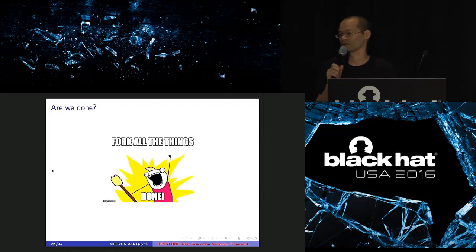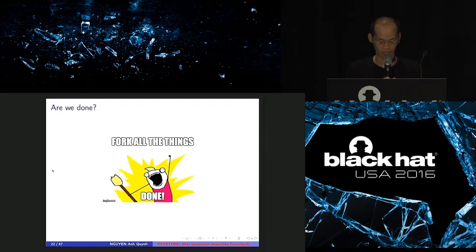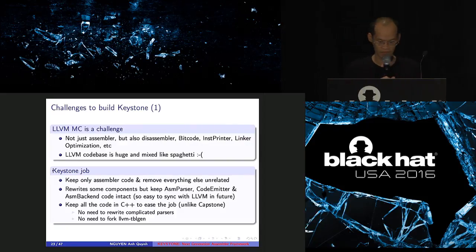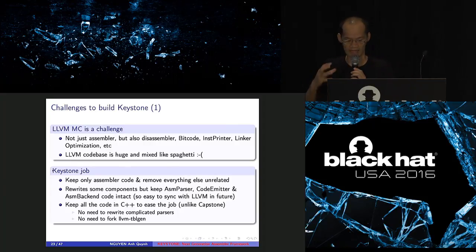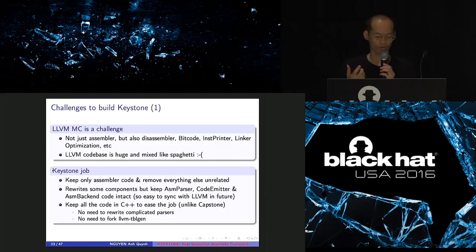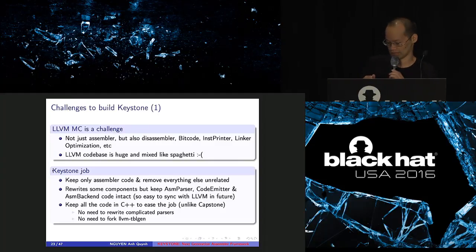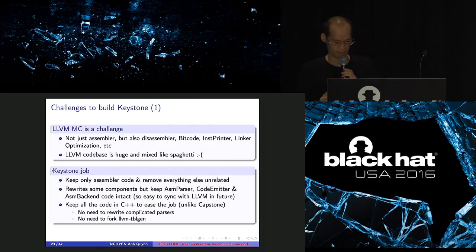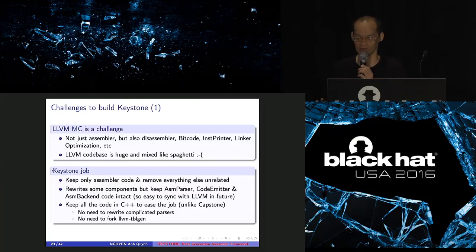Do you think that forking LLVM to make Keystone is easy? Actually, it's not. There are a lot of things to do. First one, MC is big code and mixed inside like spaghetti. It has many things inside, but I only want the assembler, right? So what I had to do is spend a lot of time reading the LLVM source code and take only the assembler out, and I remove everything else I don't need. This is the first step.